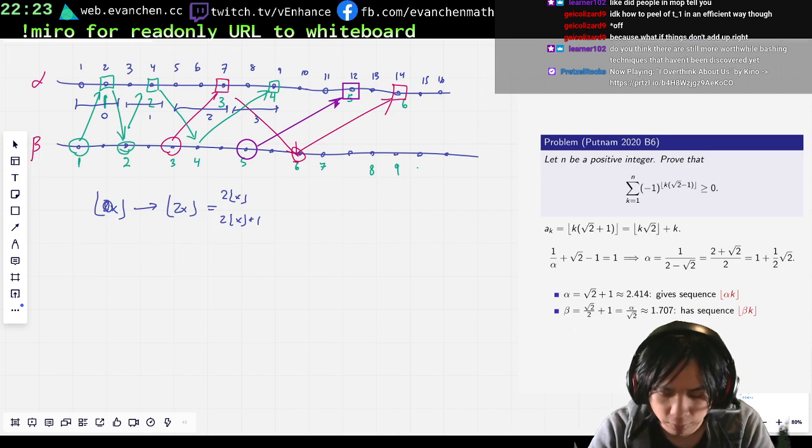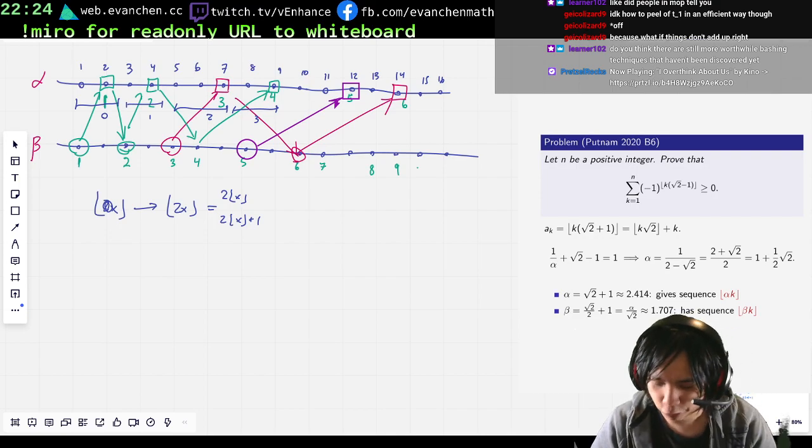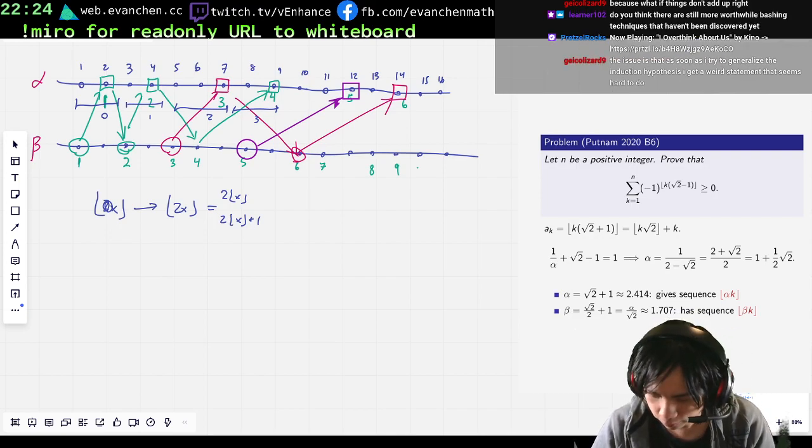Okay. Anyways, where was I? Do you think there are still more worthwhile bashing techniques that haven't been discovered yet? Maybe. I'm not really sure. Euclidean geometry is kind of a weird situation. Given infinite computational power, you can do most problems, so the limits are more pragmatic than theoretical.